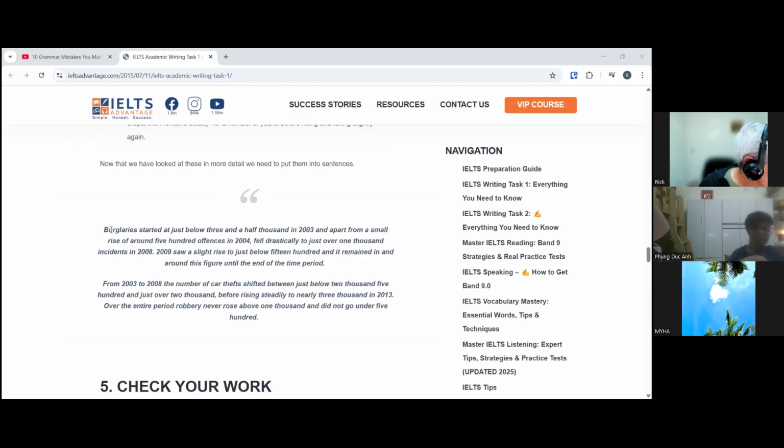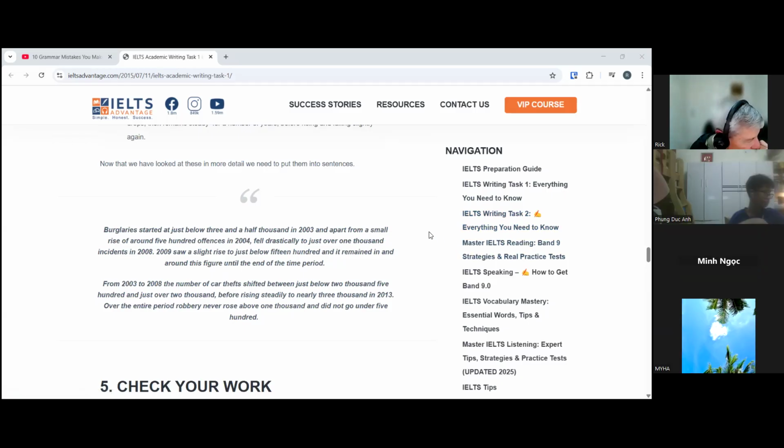Yes. Okay, can you please read all of the first paragraph for me? February started at just below 3,500 in 2003, and apart from a small rise of around 500 offenses in 2004, fell drastically to just over 1,000 incidents in 2008. 2009 saw a slight rise to just below 1,500 and remained in and around this figure until the end of the time period. Good. Very good reading, Ming Nok.